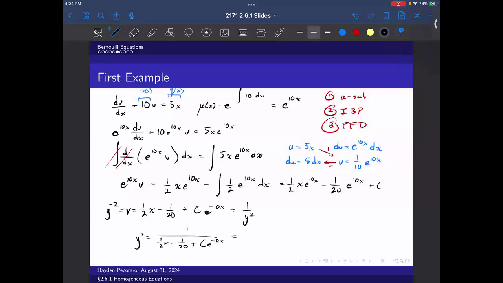If you want to simplify that a little bit more and get rid of complex fractions, we can multiply through by 20 on top and bottom, and we'll get 10x minus 1 plus c e to the minus 10x. If you were given an initial value, you could plug it in here, or you could take the square root and make sure to account for the plus minus. But this is all we needed for this example, which is just to find a general solution.